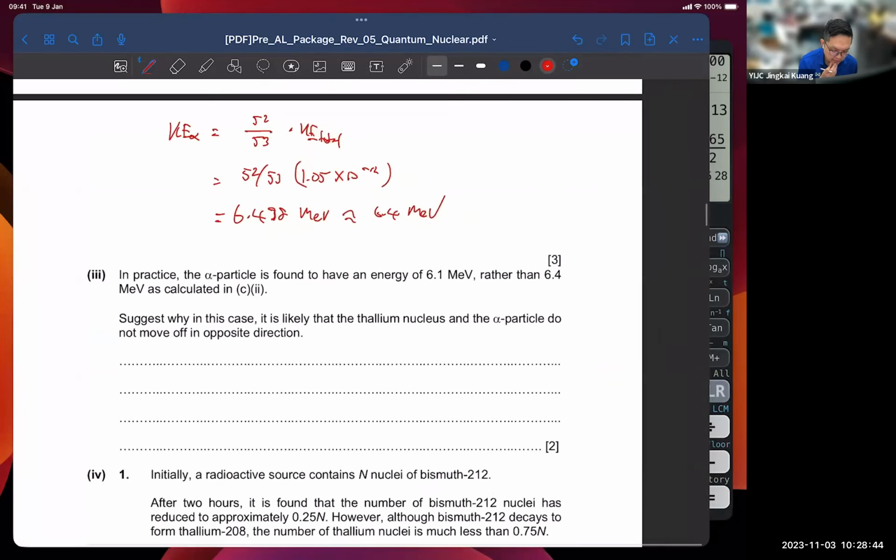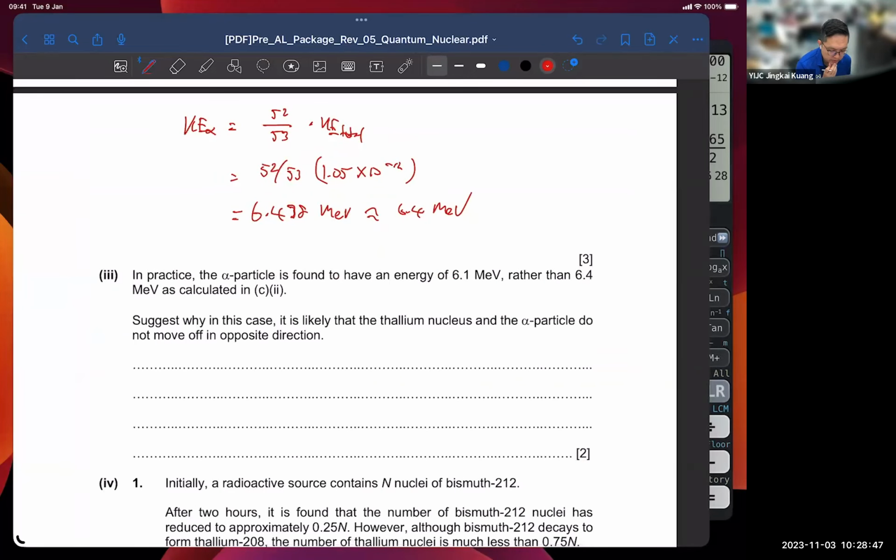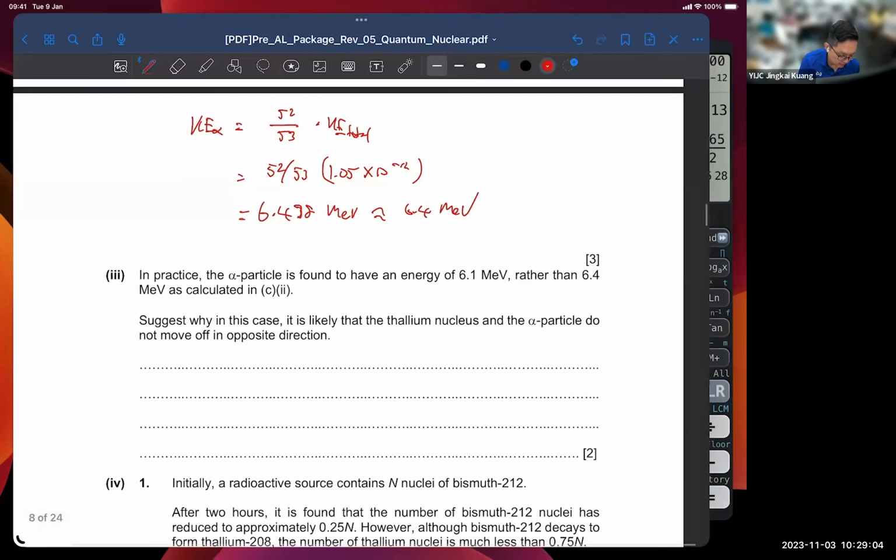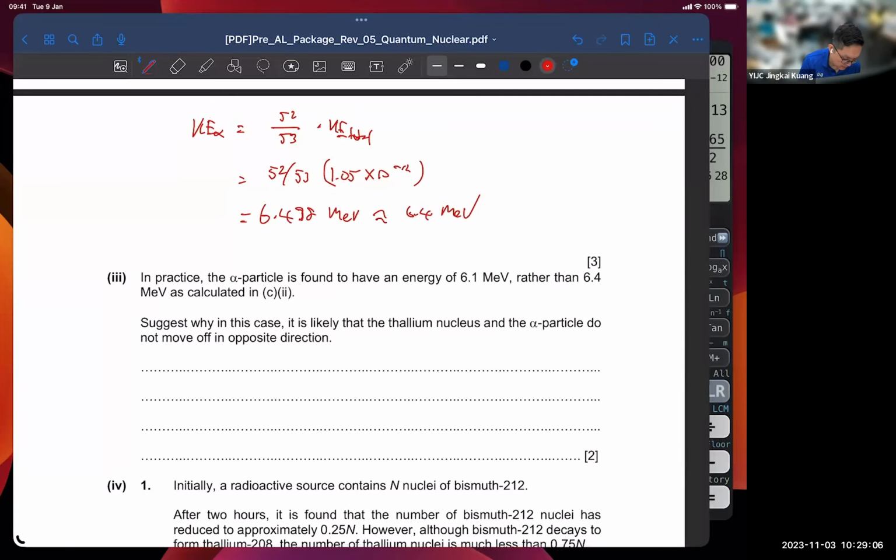In practice, the alpha particle is found to have a kinetic energy of 6.1 MeV rather than 6.4 MeV as calculated. Suggest why the thallium and alpha nucleus do not move off in opposite directions. Instead of carrying 6.4, it carries 6.1. By right, thallium over here and alpha over here should just go in opposite directions. But because there is some energy left over, there must be a photon coming out, in this case 0.3 MeV.